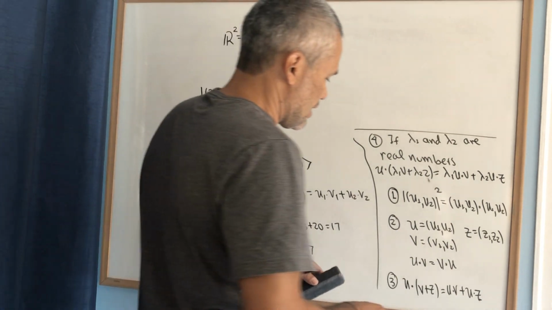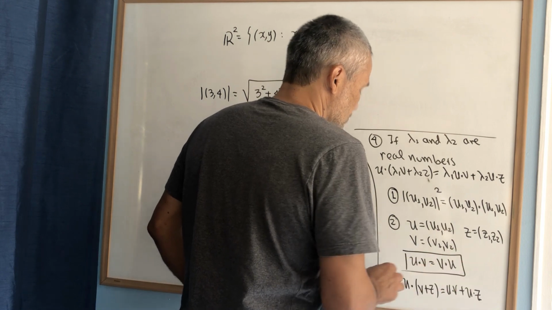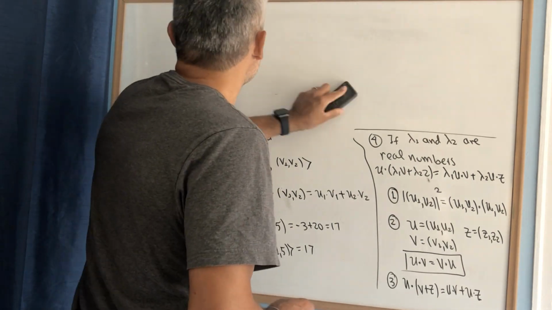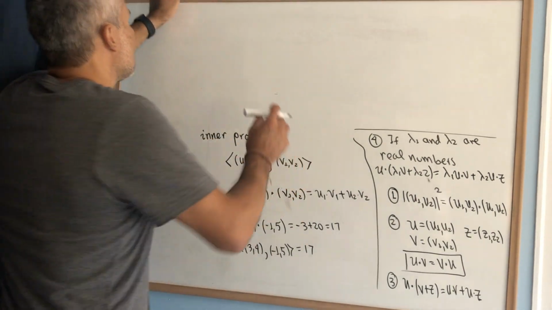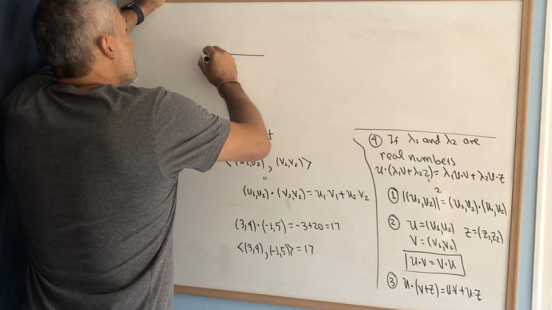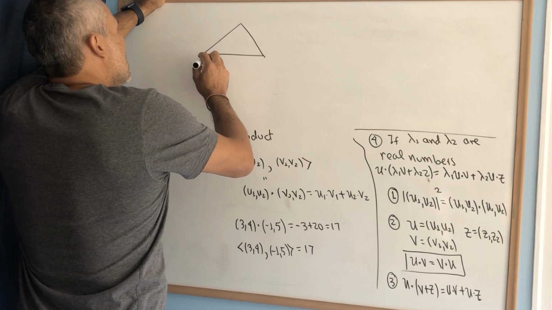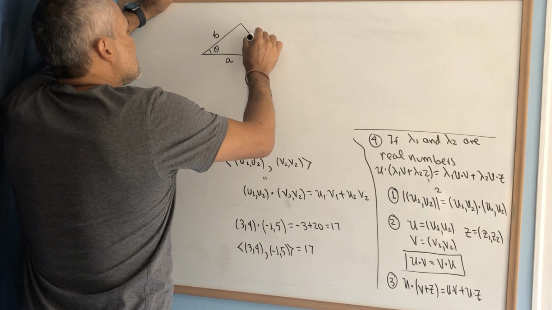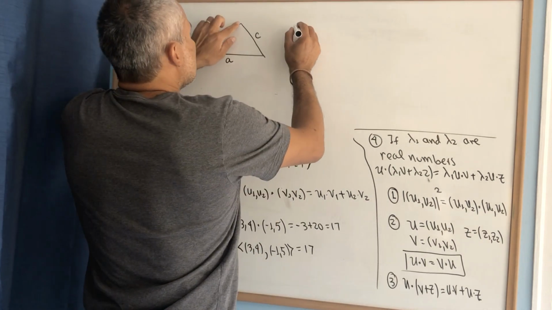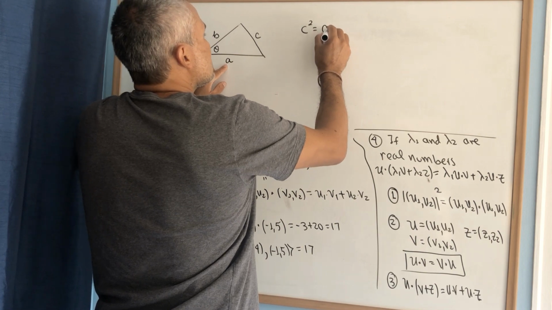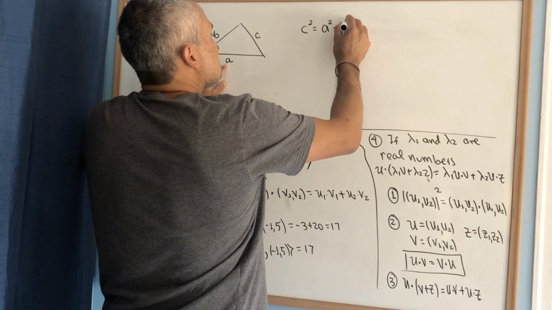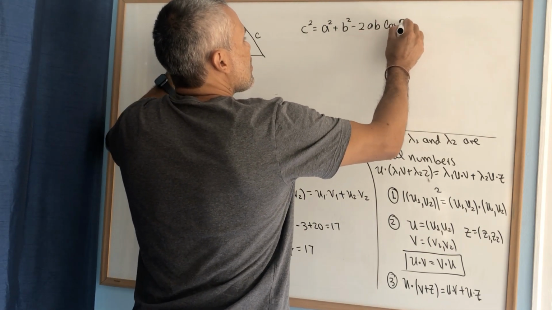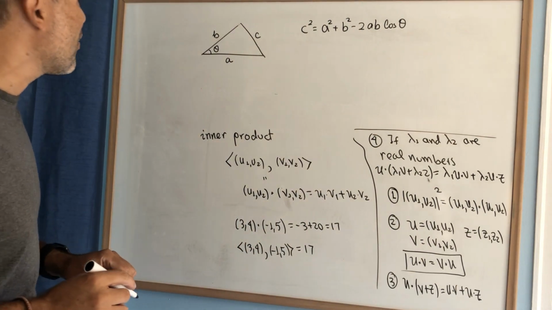Let's give an interpretation for the dot product of two vectors. In order to do that, let me remind you of the cosine law. The cosine law says that if you have a triangle and this angle is theta, and these sides are A, B, and C, then this length squared is equal to this length squared plus this length squared minus 2AB cosine of theta. That's the cosine law.